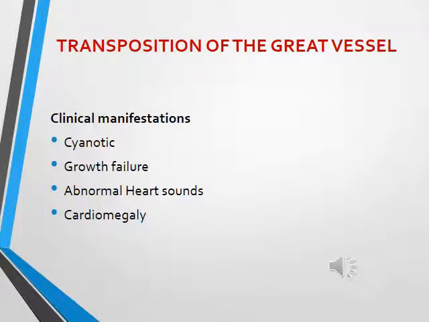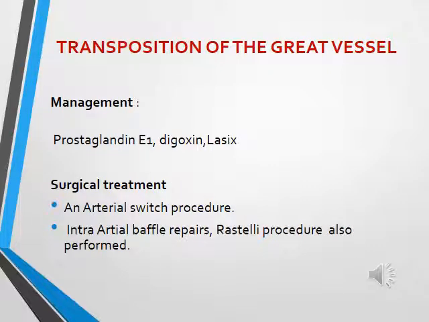Clinical manifestation: cyanosis, growth failure, abnormal heart sounds, and cardiomegaly. Management: medical management with prostaglandin E1, cardiac glycosides like digoxin, and diuretics like Lasix. Surgical treatment, corrective procedures, that is called Ross relief procedures.